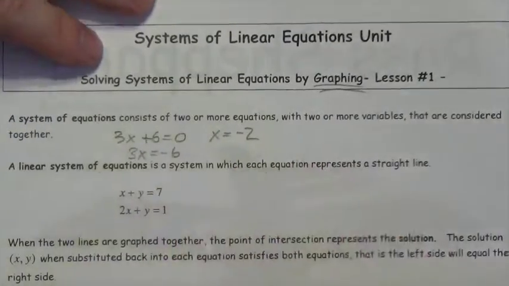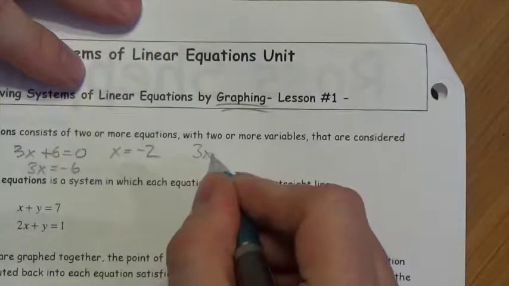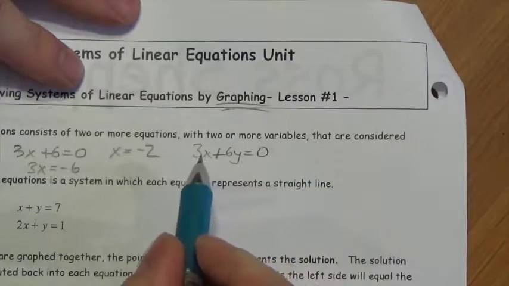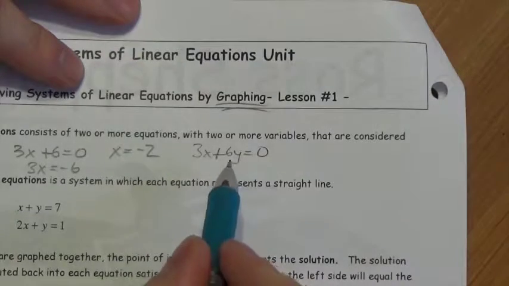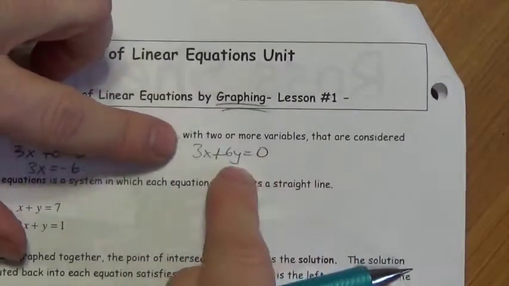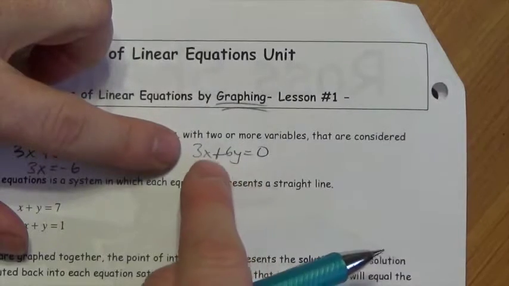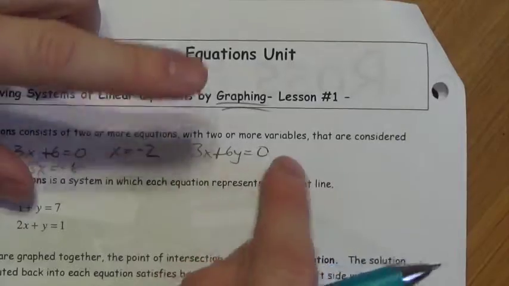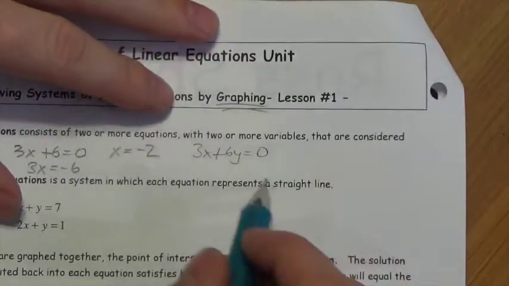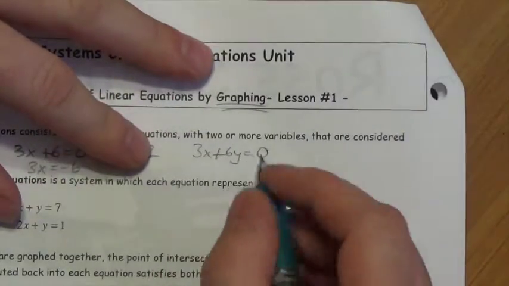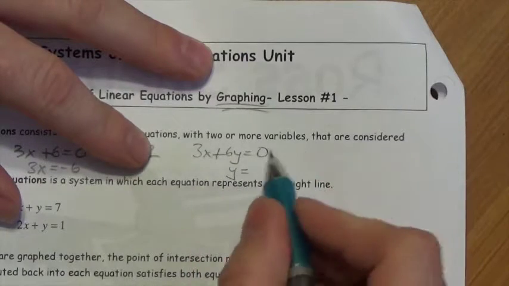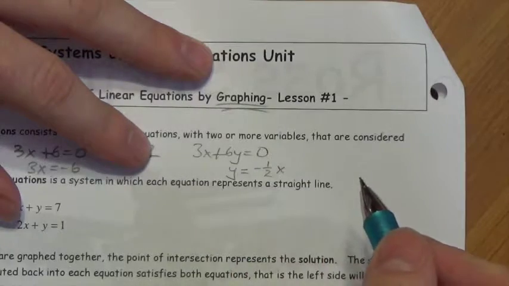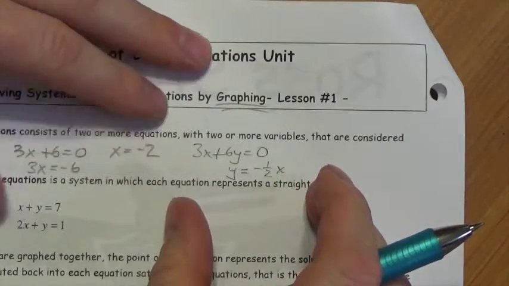Now, if I had, let's say, 3x + 6y = 0, now I've got two variables here, but I've only got one equation. There isn't enough information for me to determine what x and y are. The best I can do is determine a relationship between them by solving for one of the variables, and usually we would solve for y. So y is going to equal -1/2 x.